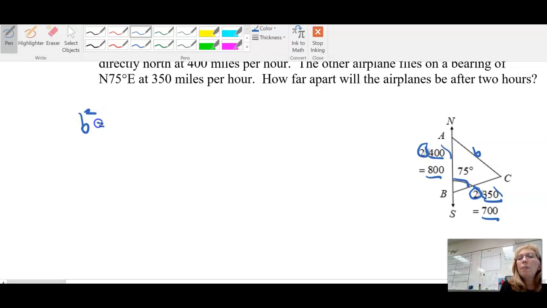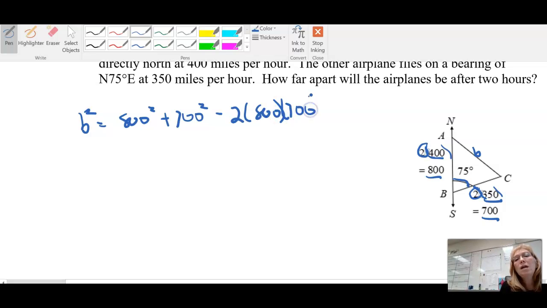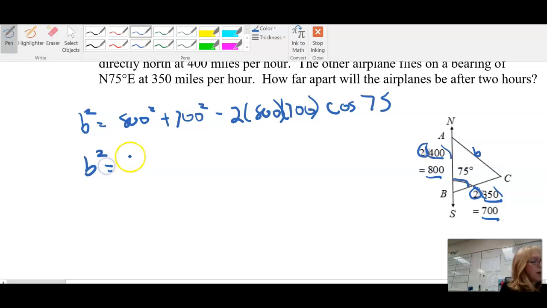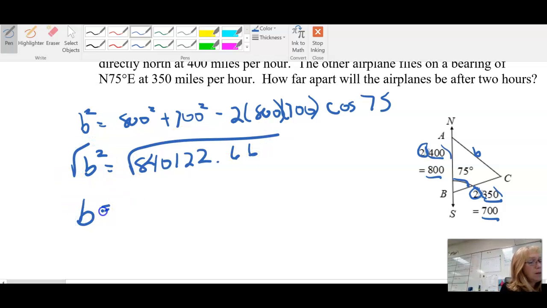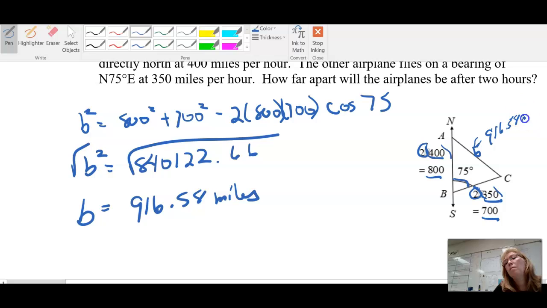So b squared equals 800 squared plus 700 squared minus 2 times 800 times 700 times the cosine of 75. Plug it in your calculator. It's quite a long number, actually. 40122.66 roughly. Square root. Remember, you can only have a positive. And we've got 916.58 miles apart is how far these airplanes are from each other. I hope you enjoyed that. I think they're quite fun.